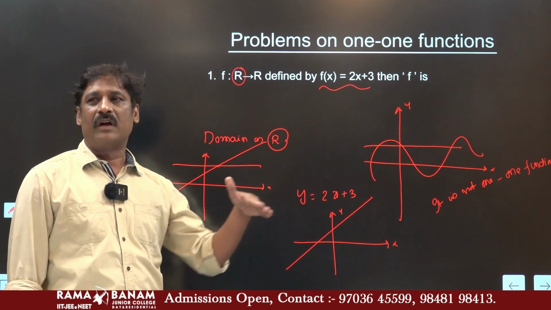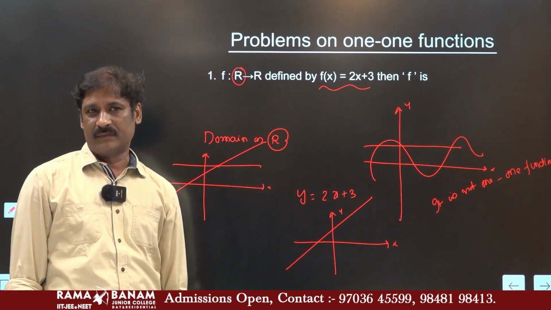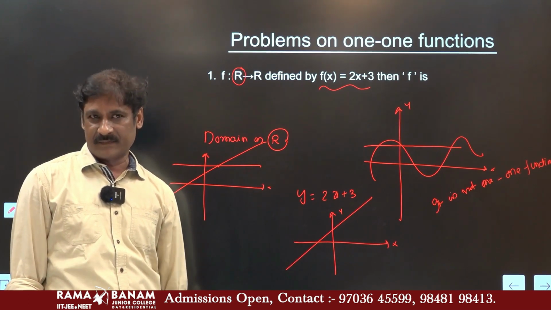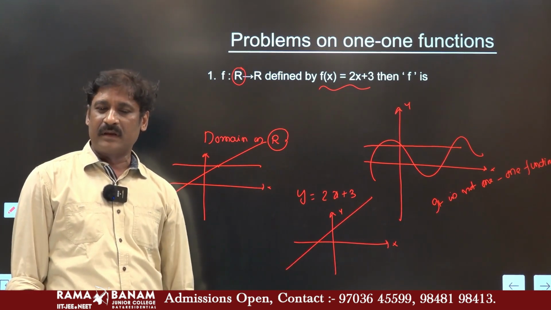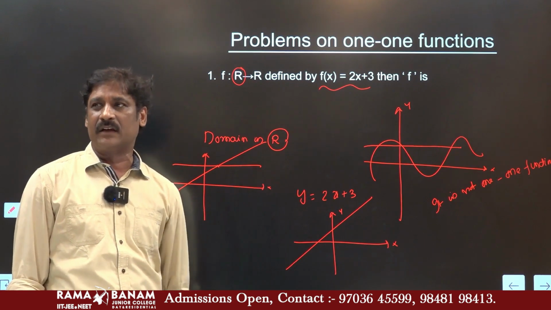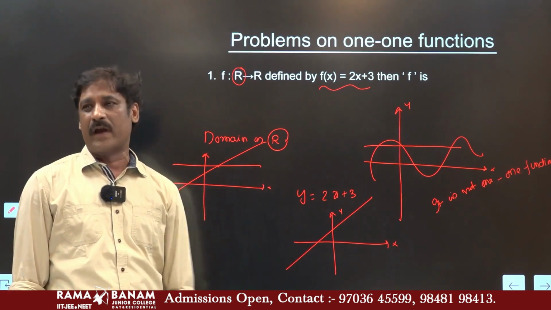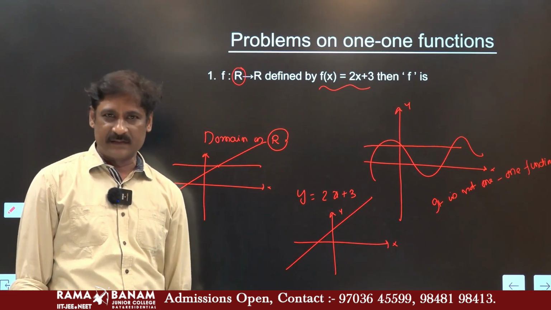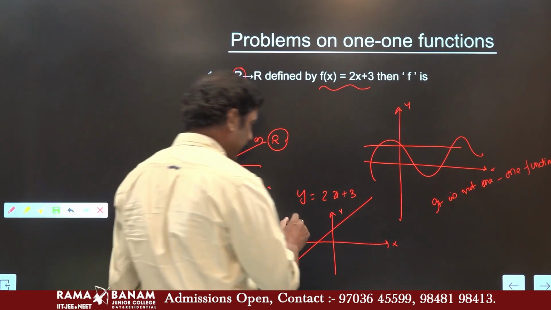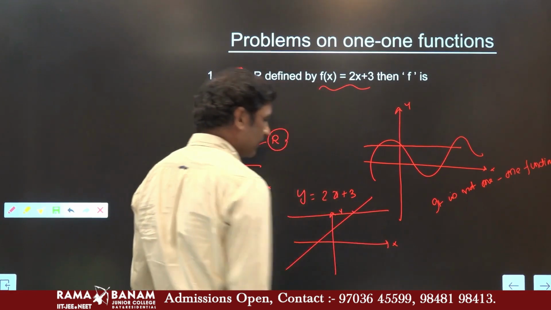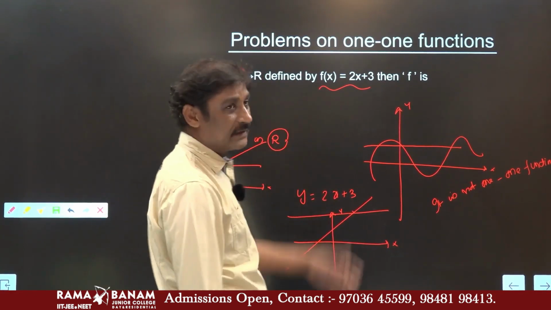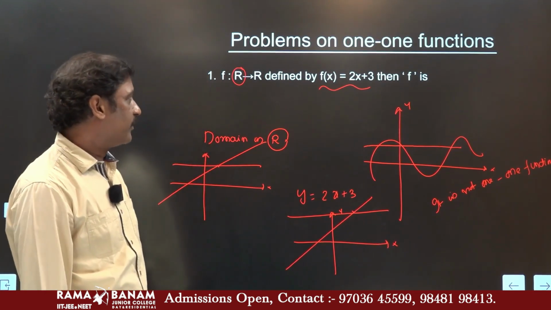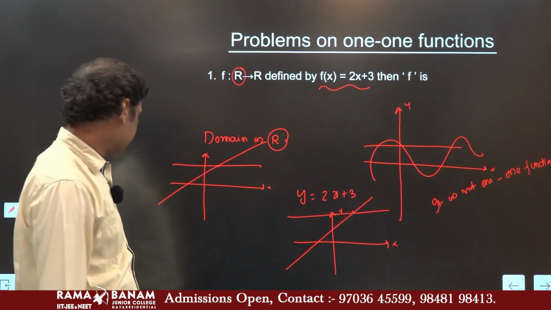Just draw one straight line, a horizontal line, which is always parallel to the x-axis. So graphically, we can say that if the horizontal line intersects the graph of the function at most one point, such a function is a 1-1 function. Just draw one horizontal line; if it cuts at a single point, then clearly we can say that it is a 1-1 function. That's it. Now let's go for a second problem.